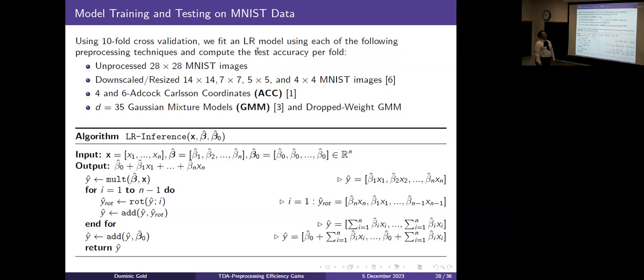Then we did one featureization technique known as Adcock-Carlsson coordinates, which effectively realize the persistence diagram space as being finitely generated by certain generators in a really complex algebraic structure. But the point is that this is one featureization technique where you can control the size of the feature vector. And then finally, we did a Gaussian mixture model where we attempt to fit Gaussians over the points in the persistence diagram.